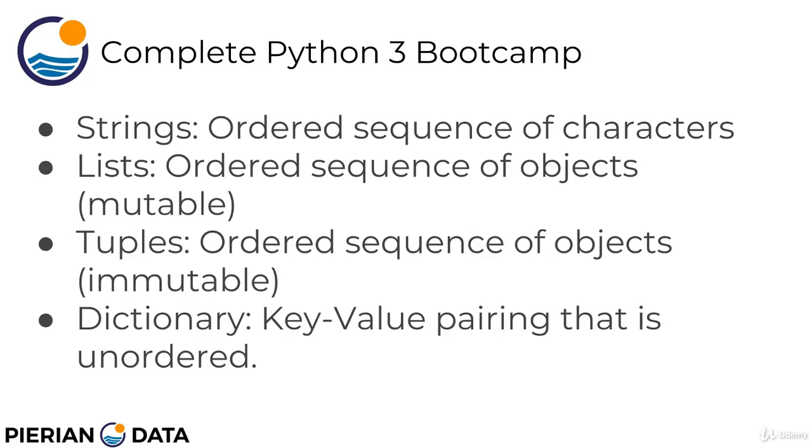Lists, which are an ordered sequence of objects, and lists are mutable, meaning you can change items that are in a list. Tuples, very similar to lists, except that they're immutable. They're still an ordered sequence of objects themselves. And then dictionaries, those are key value pairings, and remember those are unordered. So now let's hop over to the other questions in the notebook.